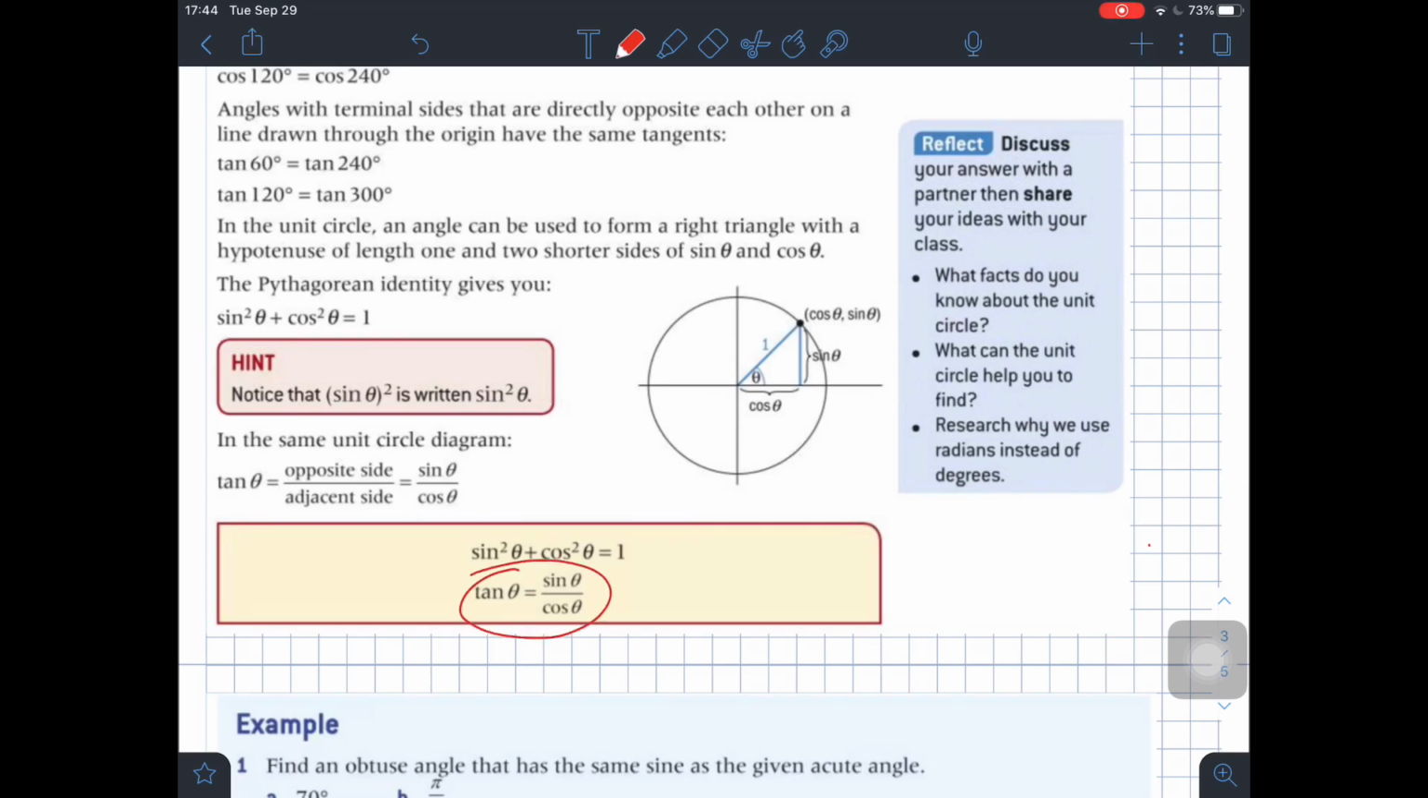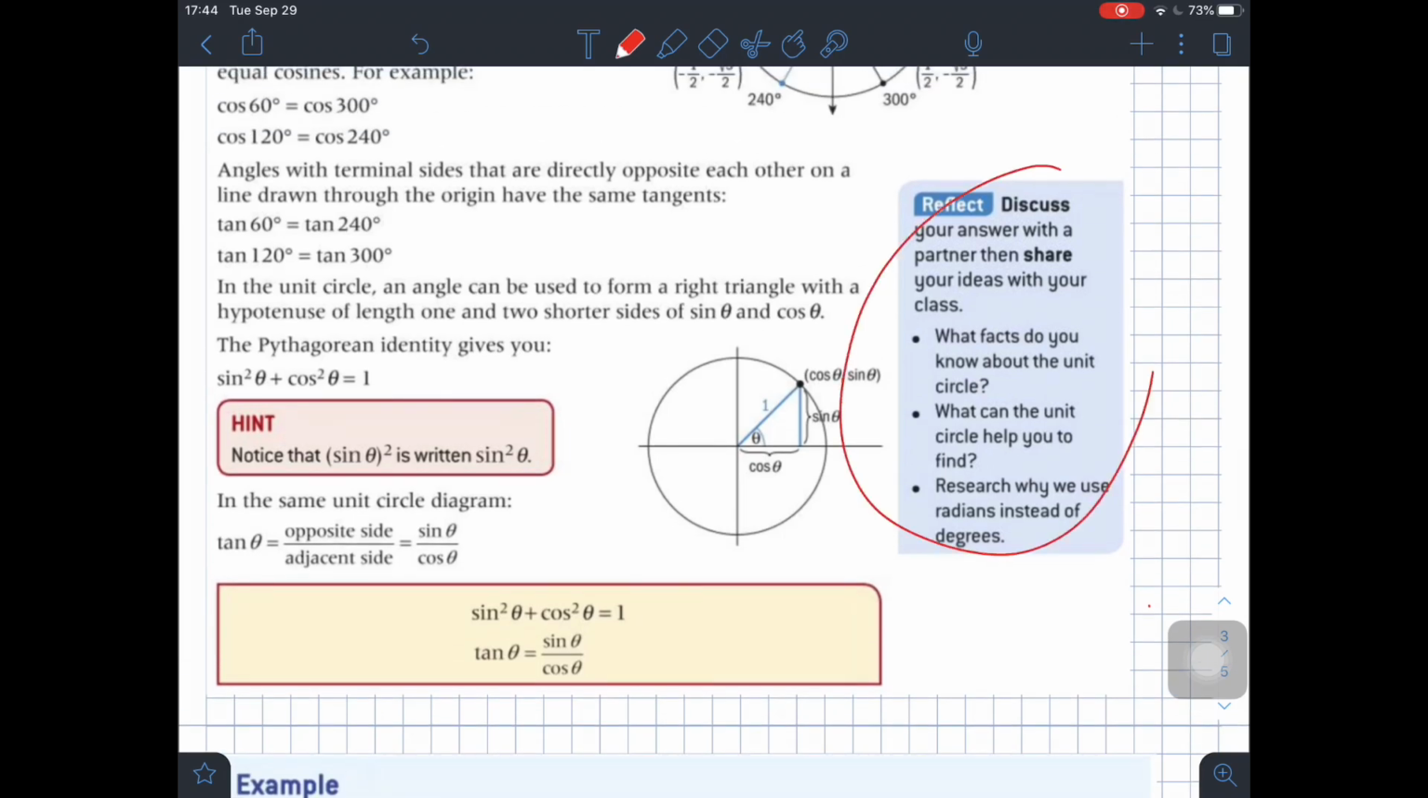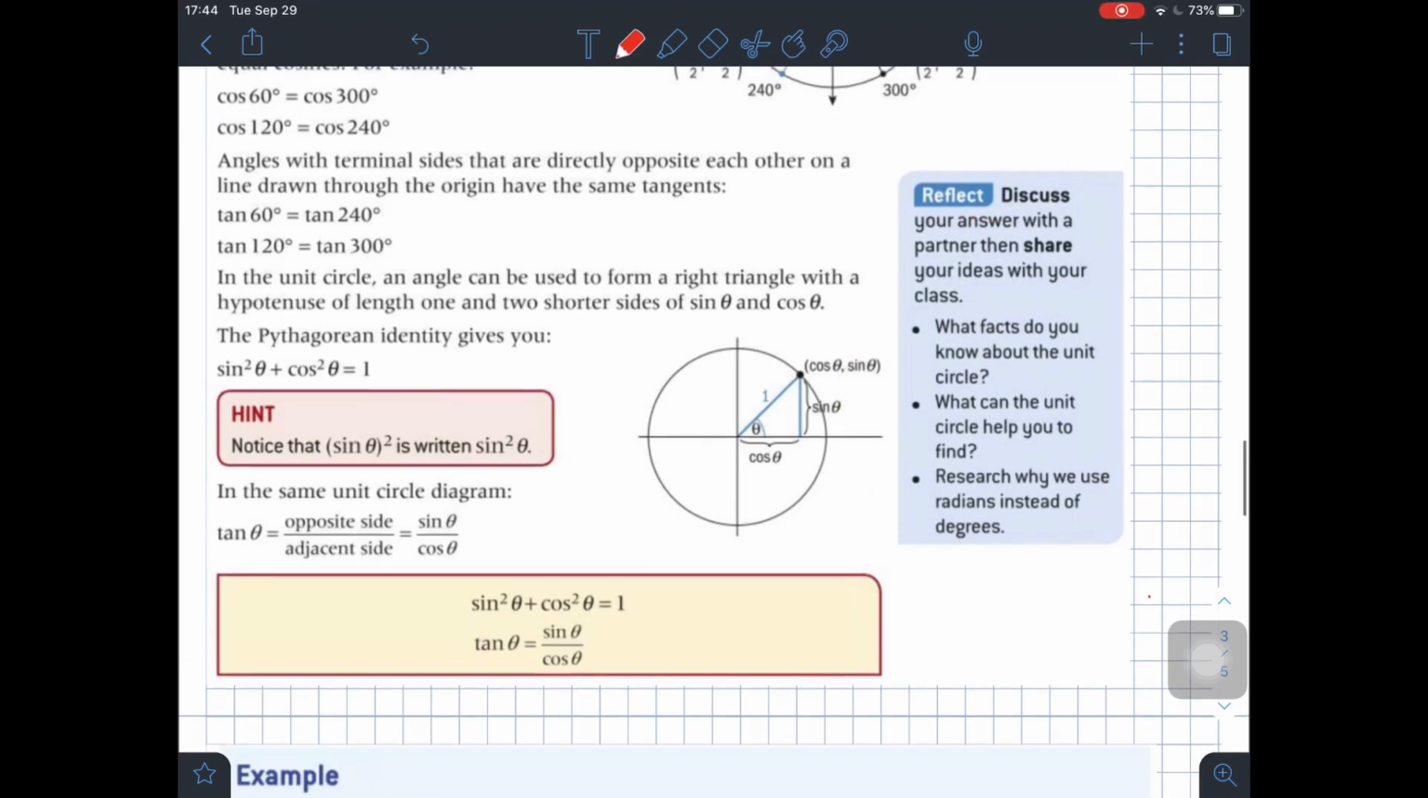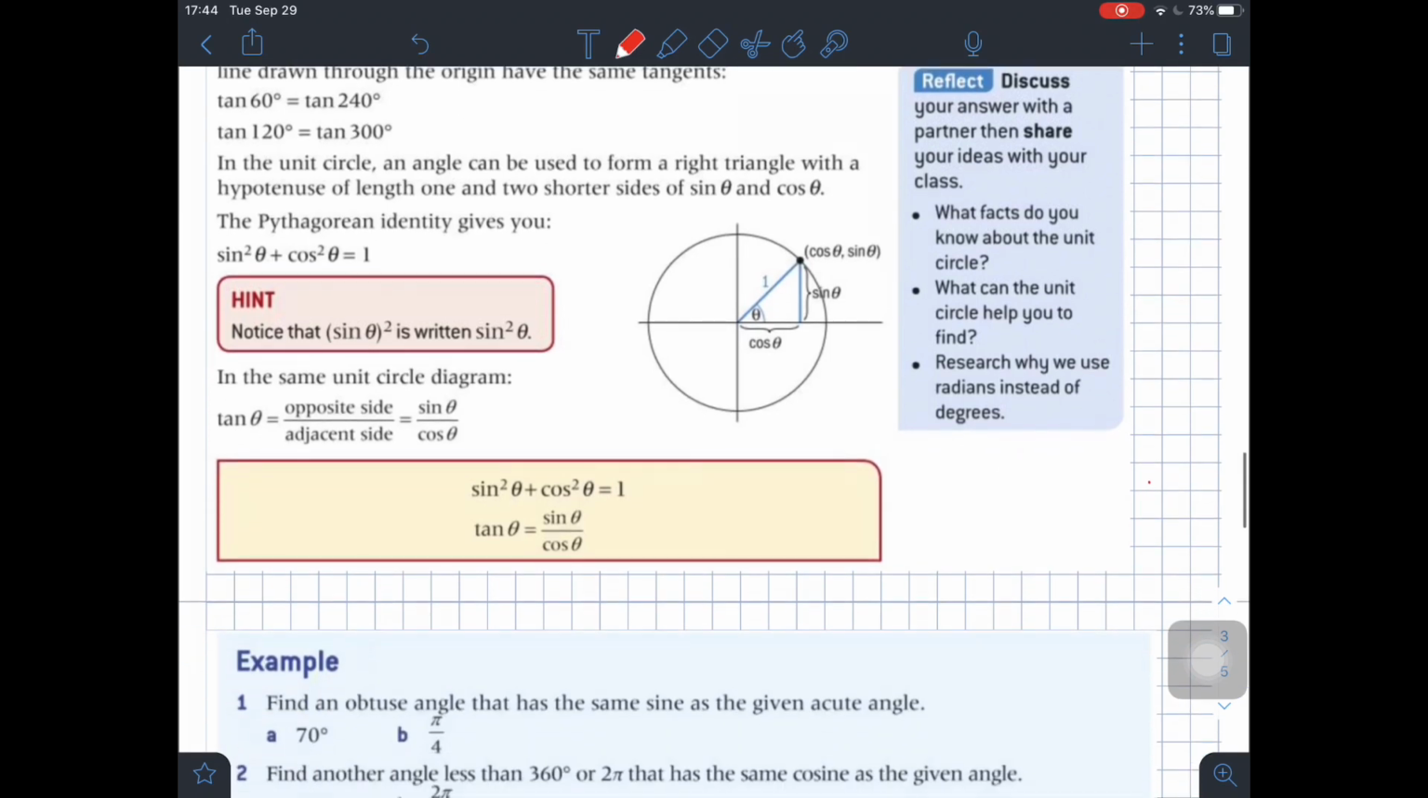And then this is one that we have already studied, right? Tangent of theta is opposite over adjacent. So if you take a look at this triangle, the opposite is sine of theta and the adjacent side is cosine of theta, right? So opposite is sine of theta divided by adjacent, which is cosine of theta. That's where we get that tangent of theta is equal to sine over cosine. Okay, this is for you to read. Maybe if you want to reflect on that on your own, you are welcome to do so.